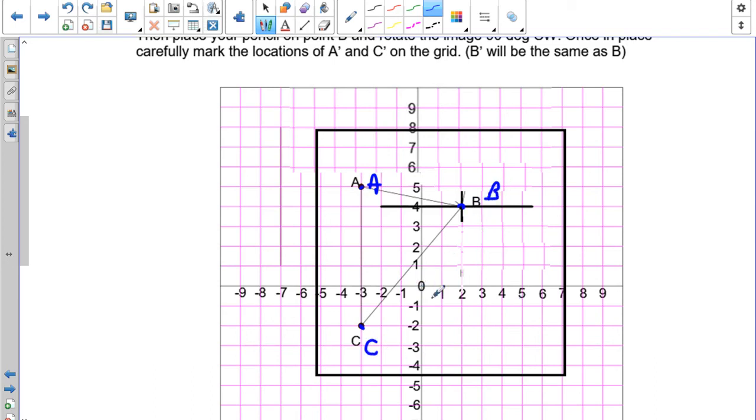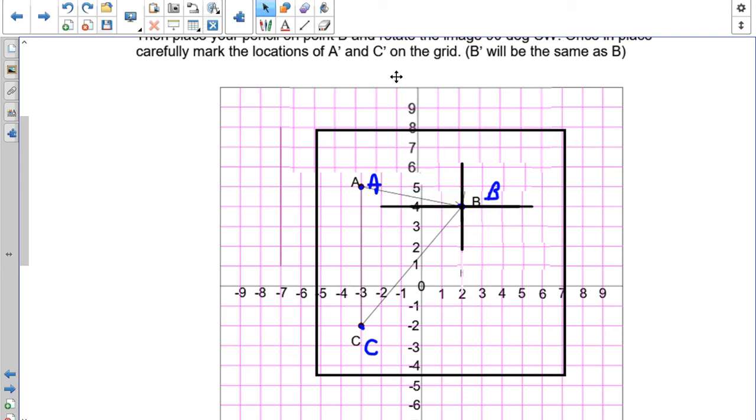Now remember, we're not rotating around the origin here. We're rotating around B. So this time, instead of putting the plus sign here, we're going to put it on the B right here. All right. See if I can make that move right perfectly. Okay.